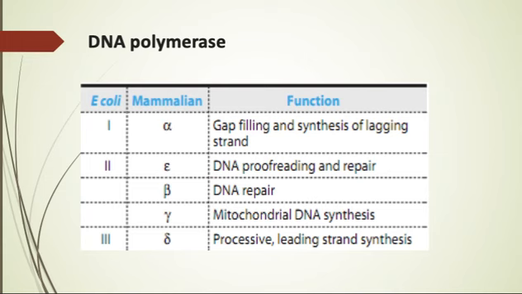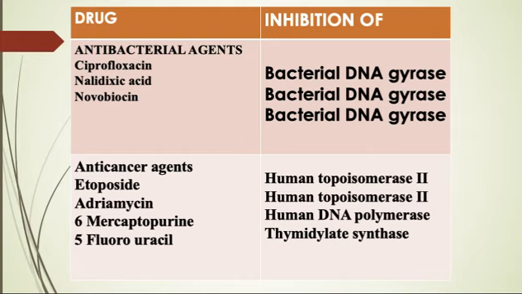So when we talk about the whole replication as such, you should also know what are the inhibitors of replication, right? So you have antibacterial agents and anti-cancer agents. The antibacterial agents like ciprofloxacin, nalidixic acid and novobiocin, they all inhibit the bacterial DNA gyrase enzyme. Then you have the anti-cancer agents like etoposide, which inhibits human topoisomerase enzyme 2, adriamycin, it also inhibits the human topoisomerase 2 enzyme.